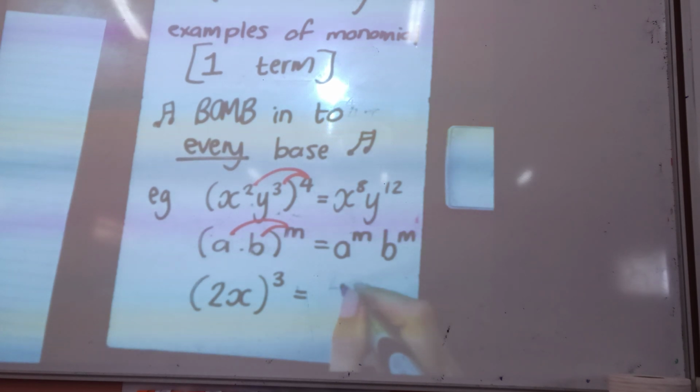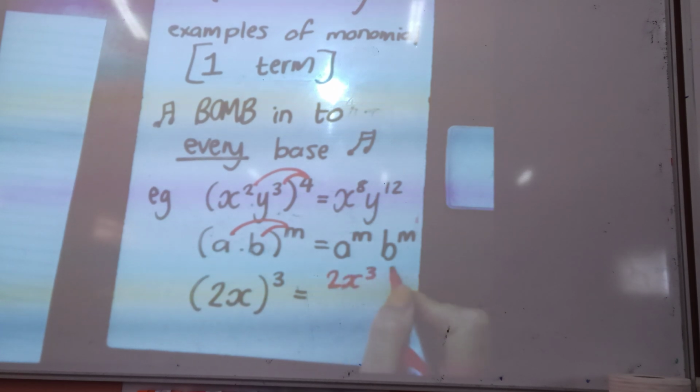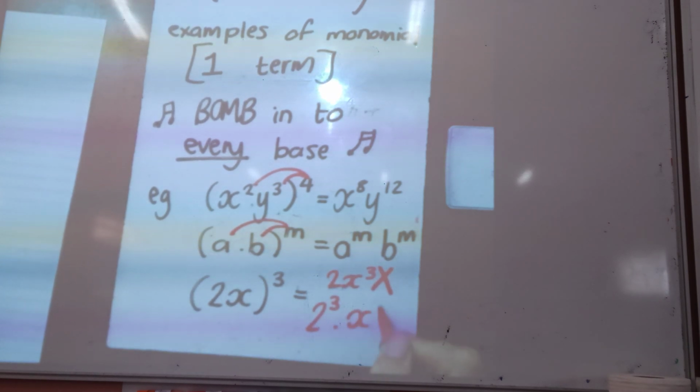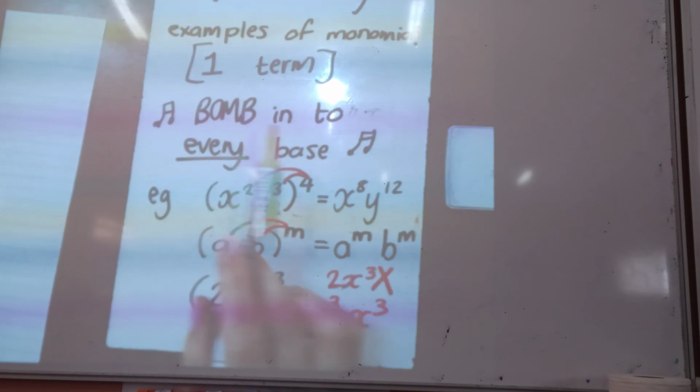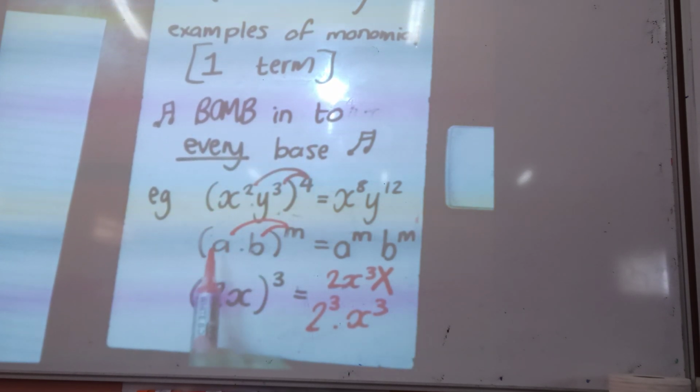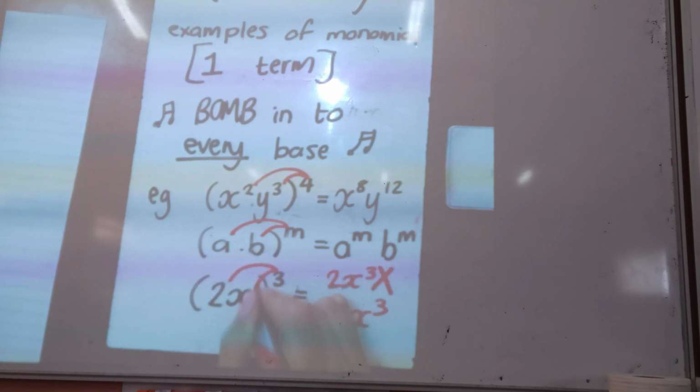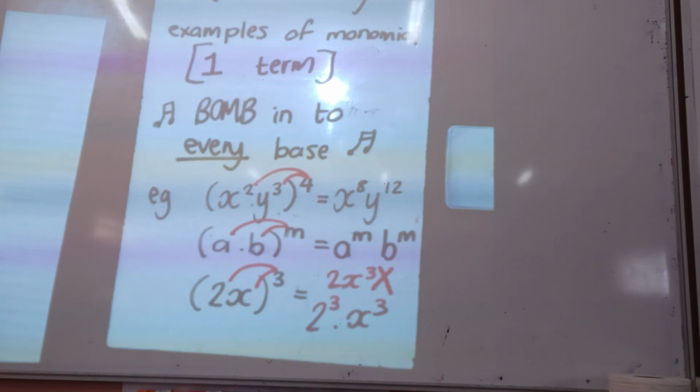They tell me the answer is 2x cubed, and that is incorrect. Why? It's 2 cubed times x cubed. The instruction is to go into every base. Just like we went to the A and the B, here you must go to the 2 and the x. It's still a monomial, so it must go to every single different base there is.